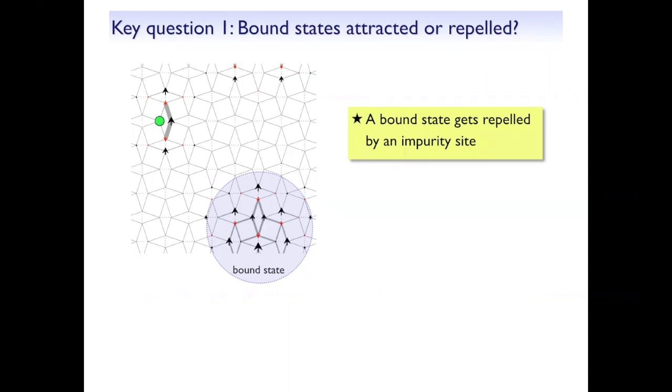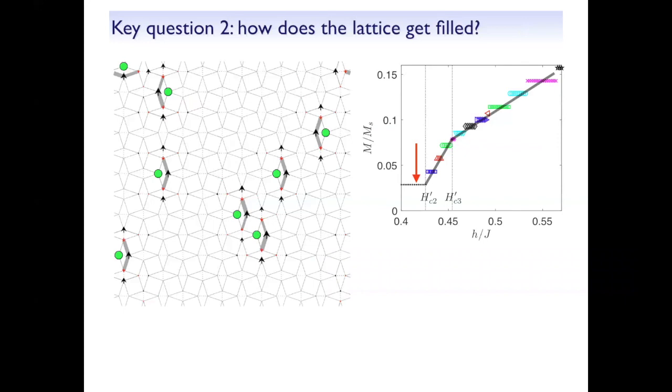Okay, so that's the first key insight. And then the second question is, how does the lattice get filled in the presence of many impurities? Here we considered a unit cell with 288 sites. Again, that's the unit cell, which is then embedded in our infinite system with a finite concentration of impurities, so just a random configuration.